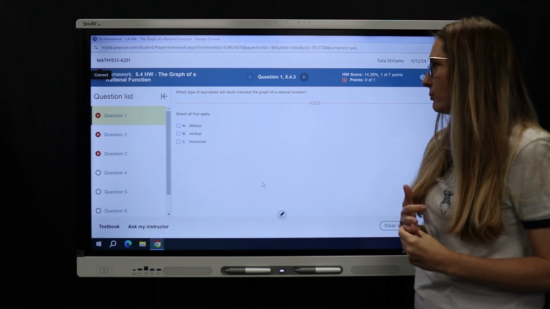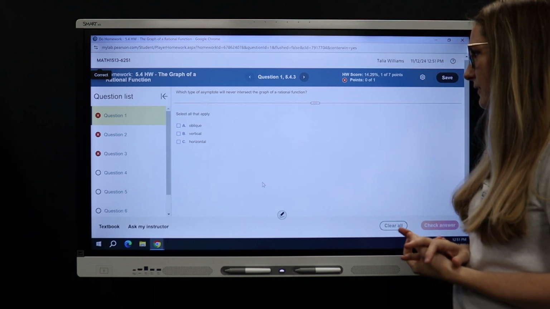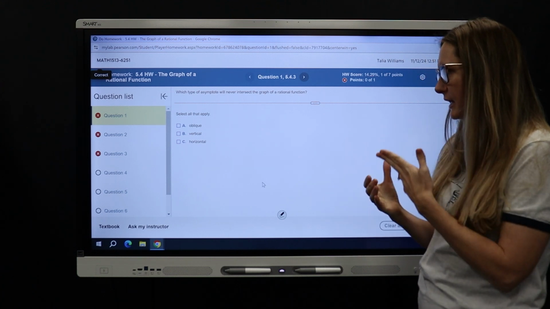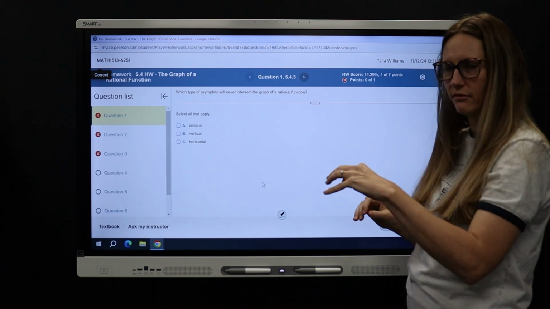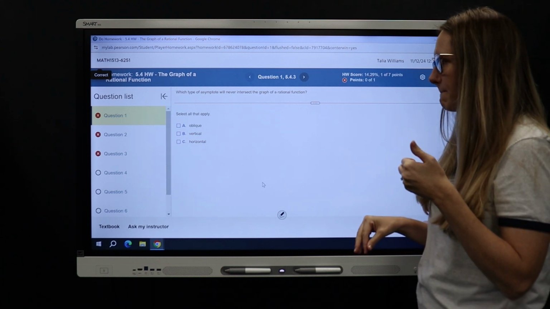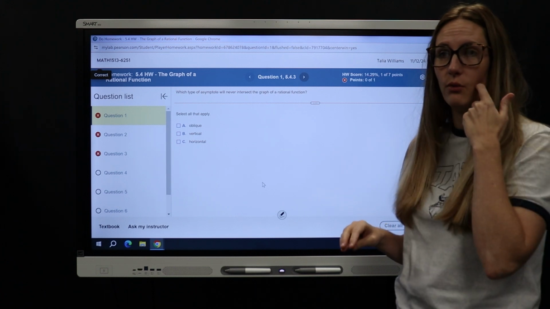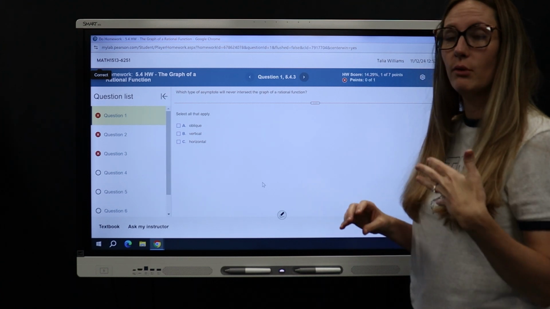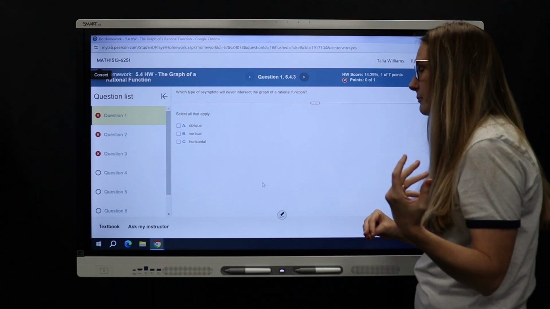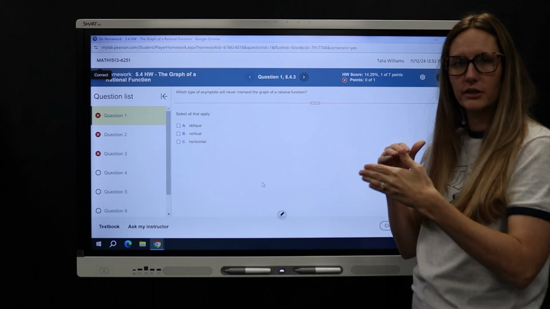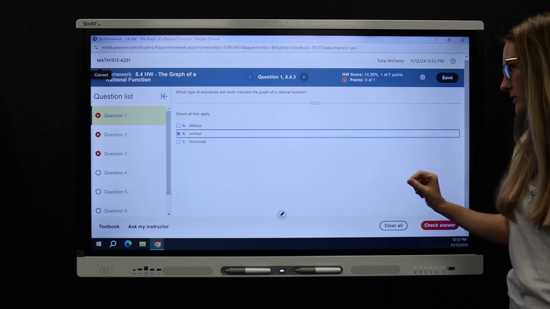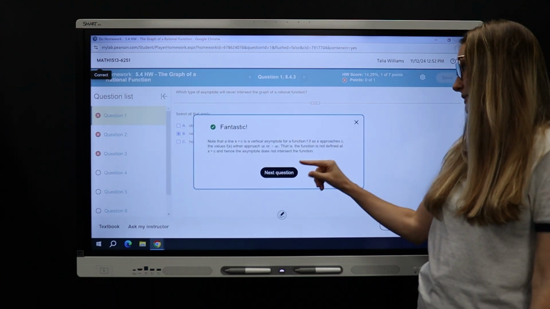Which type of asymptote will never intersect the graph of a rational function? So oblique and horizontal asymptotes can intersect our graph, like our actual graph. But vertical asymptotes, we know because how we find them is we figure out what cannot be included in the domain, what makes it undefined. So if it's undefined there, then there can't be a point on that graph, so it couldn't intersect it. So vertical is our ones that can never intersect the graph because at those points it is not defined.